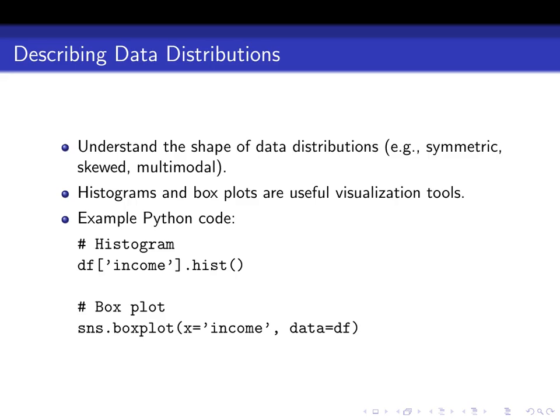Another important aspect is describing data distributions. Here, we look at the shape of the data. Is it symmetric, skewed, or multimodal? Histograms and box plots are great tools for this. They provide visual insights into how data points are distributed and help us understand any deviations from symmetry. The code in this slide shows how to create these visualizations using Python.